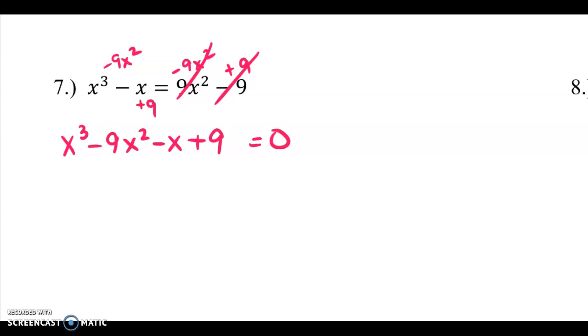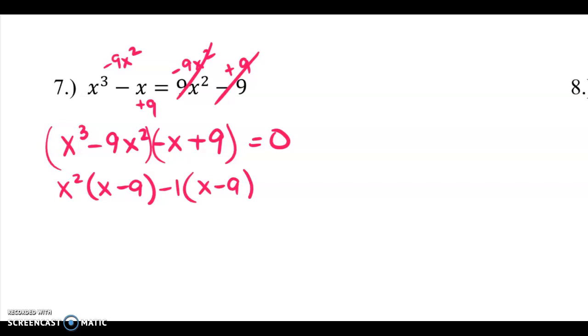Then this is factoring by grouping. So I'm going to go through and group the first two, group the second two. X squared, x minus 9. Leading coefficient is negative, so I'm going to pull out a -1. That makes it x minus 9. So my factoring is x minus 9, x squared minus 1.